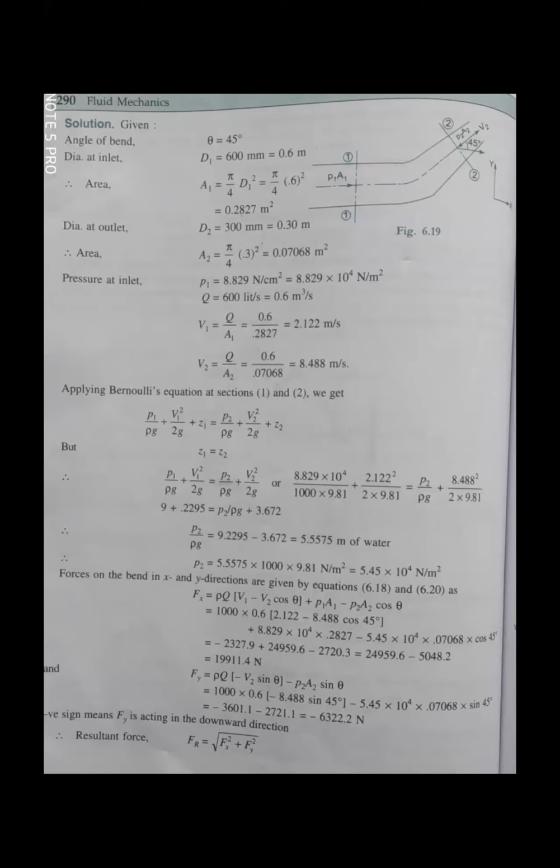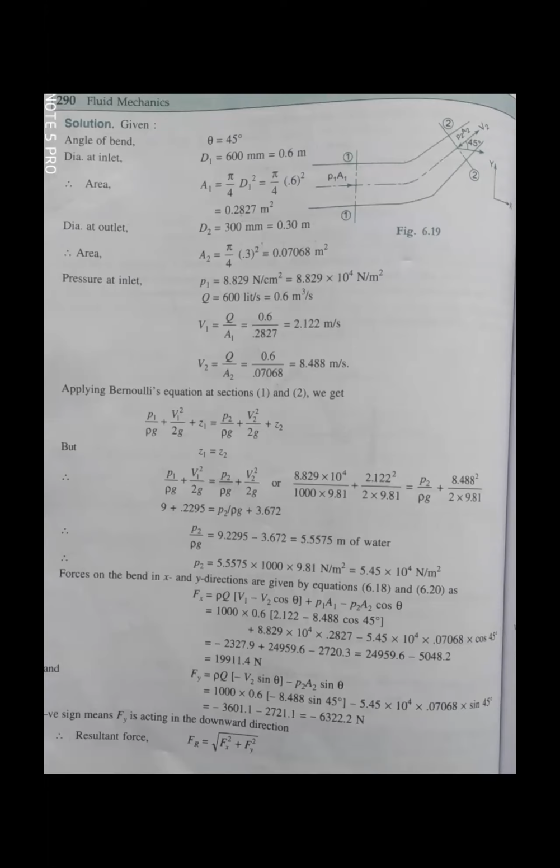Okay. What is P1 by rho g, what is V1 square by 2g, and what is Z1 individually? What are these three terms called? What is P1 by rho g? Pressure head, sir. V1 square by 2g? Velocity head. Right. Z1? Potential head, or datum.